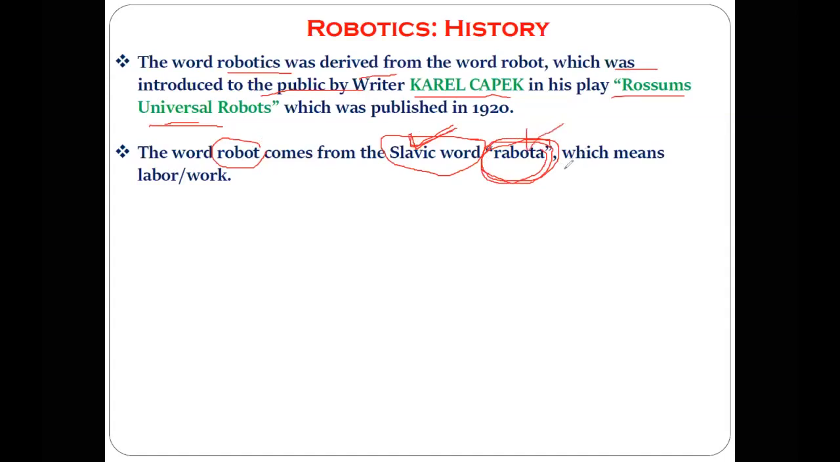Rabota. And if you try to search the meaning of the word rabota, its meaning is nothing but labor or work. The Slavic word robot, its meaning is what? Rabota. And the meaning of rabota is labor. Now, what do you mean by labor? What does the labor do? Workers.